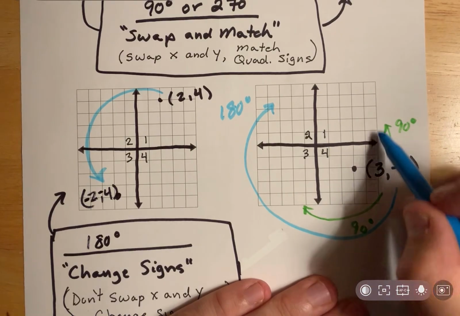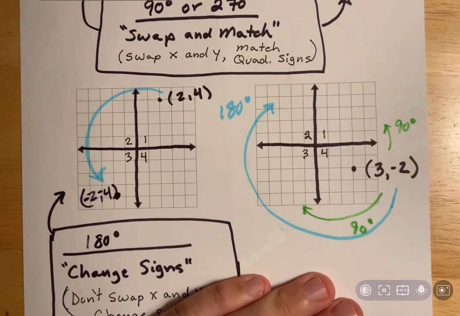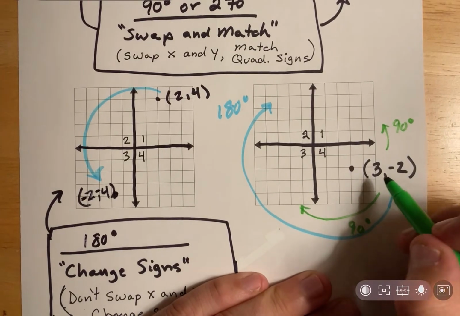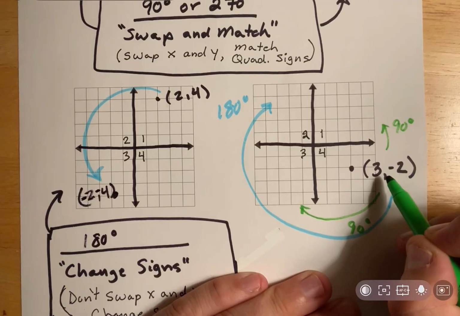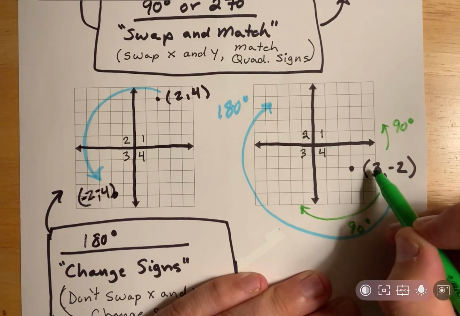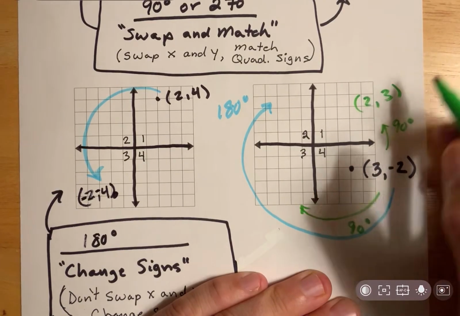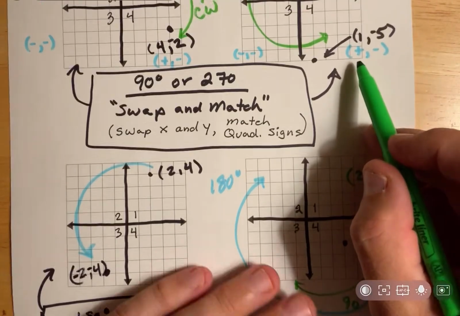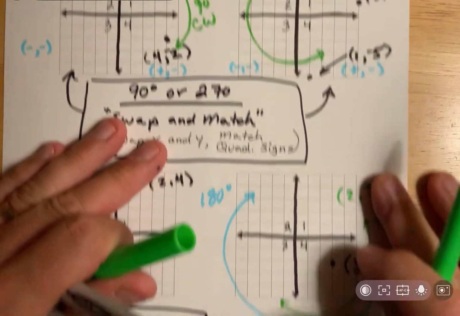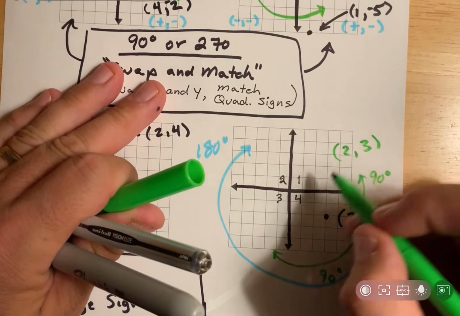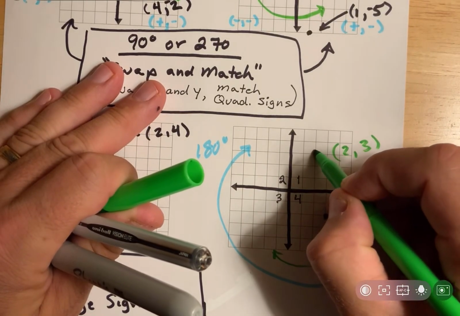If I go 90 degrees this way, let's talk about that real quick. You're gonna swap and match. So I'm gonna swap the order here. And so instead of 3 first, I'm gonna have 2 go first and 3 go second. So it'll be at 2, 3. Now again, don't forget it's supposed to go plus, plus when you're in quadrant 1. So therefore, they're both supposed to be positive. So 2, 3 puts the dot right there.